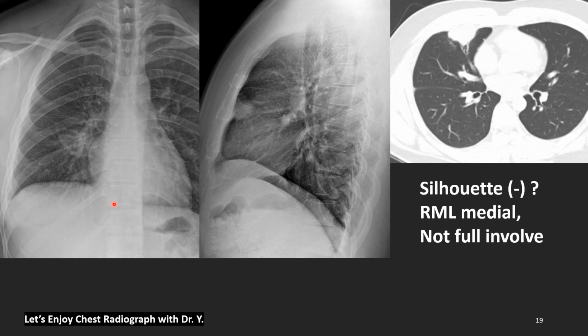This case is more interesting than the previous one. This is my right middle lung field consolidation. The minor fissure is okay, the right heart border is okay, and in the lateral film, surely this is in the middle. What happened? Yes, if we see the CT image with a lung setting, this consolidation is only in a small portion of the medial segment, not the whole medial segment, right? It's more interesting than before.